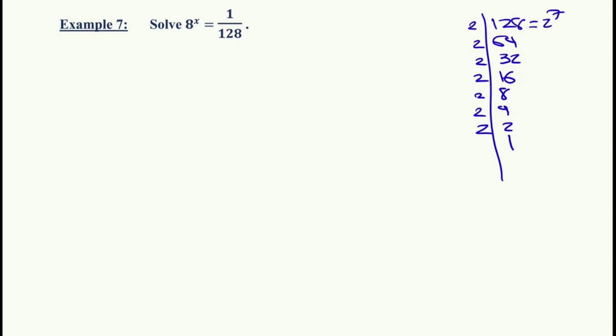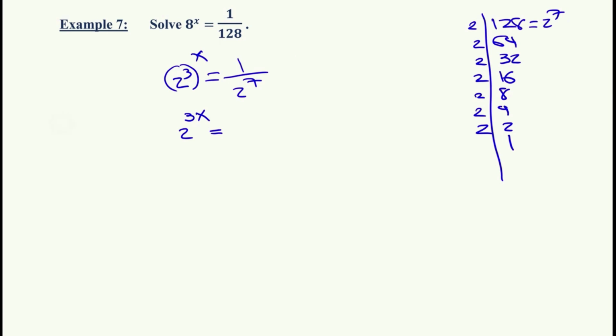So we're going to go ahead and write the 8 as 2 cubed like this. We need the x on the outside as a power, or the exponent, and down on the other side we're going to write 1 over 2 to the 7. So we get 2 to the 3x. All right, we certainly don't want to leave this 2 to the 7 down here because we want to have the same base, and this is not going to cut it.